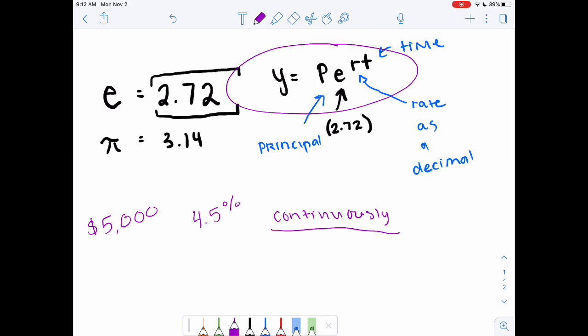So we can easily write our equation for it, where it's y equals my initial value, my principal, times E raised to the 0.045 power times T. And that's it. If we're asked to determine the value in the account after, say, 5 years or 11 years, we would simply plug that number in for T.